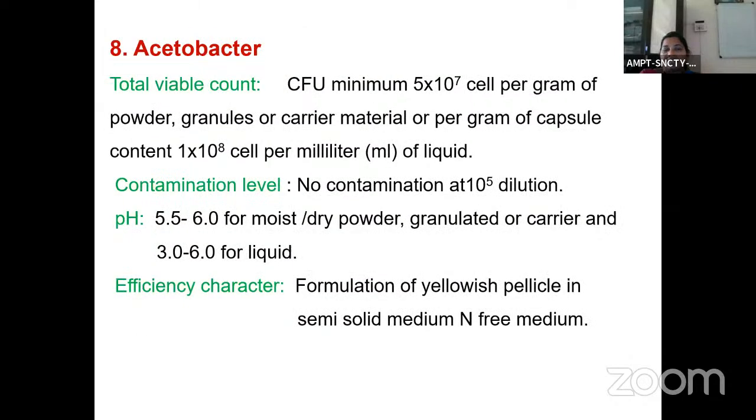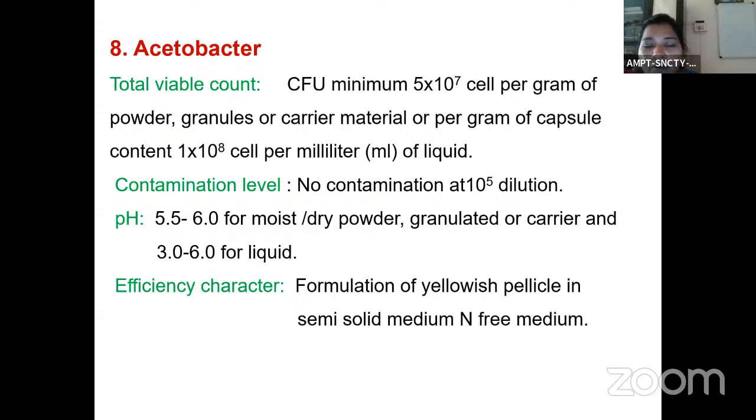Acetobacter, mostly this Acetobacter we are going to recommend for sugarcane crop. Here also the same population load we have to maintain: 5 into 10 to the power of 7 cells per gram of powder, 1 into 10 to the power of 8 cells per ml of liquid. Contamination level: no contamination at 10 to the power of 5 dilution. The pH should be 5.5 to 6.